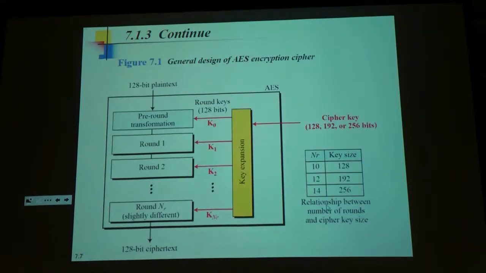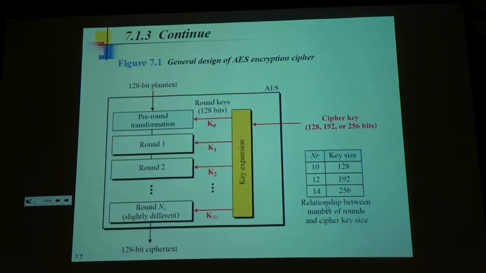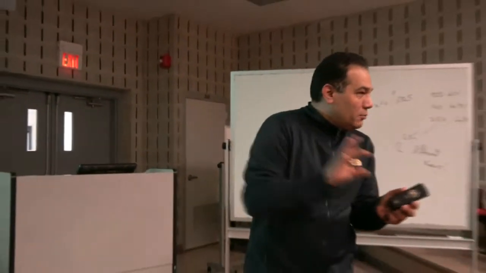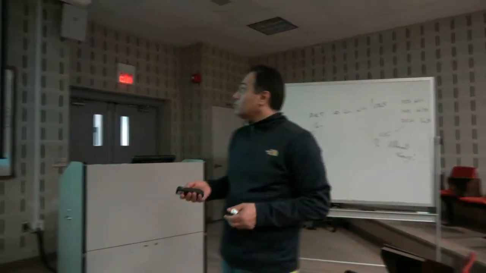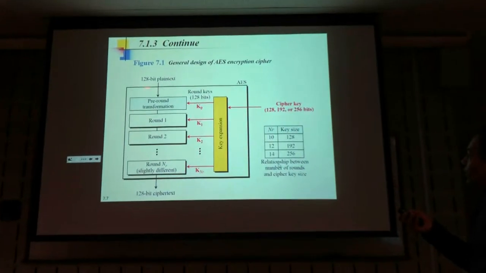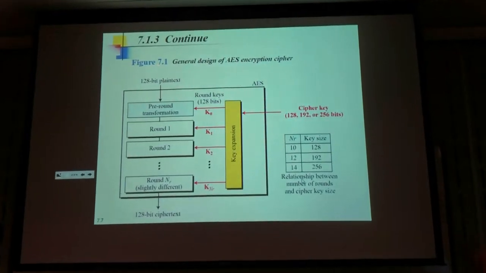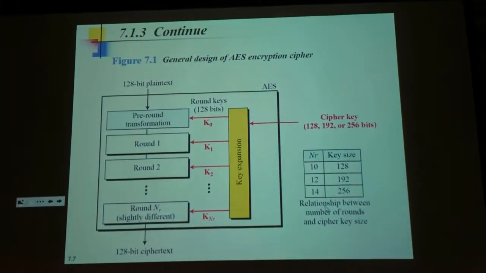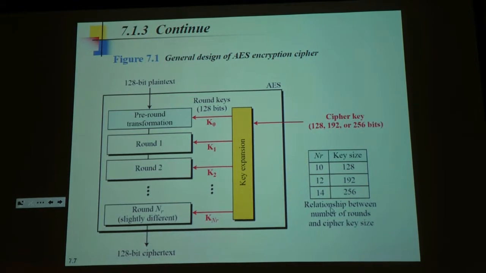Okay. So that's the block. Let's take a look, and you know our way. We look at the general picture, then we go deep. How is it designed, right? So the general design for AES, as you see in here, starts with a 128-bit plaintext, and will give you a 128-bit ciphertext.